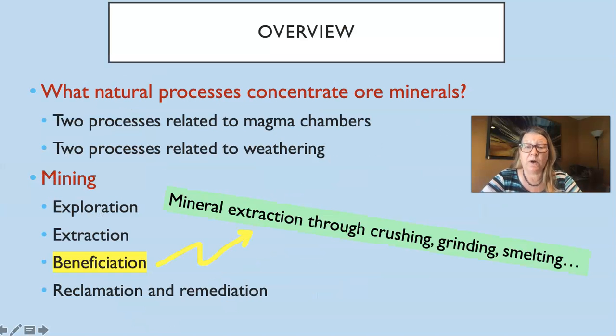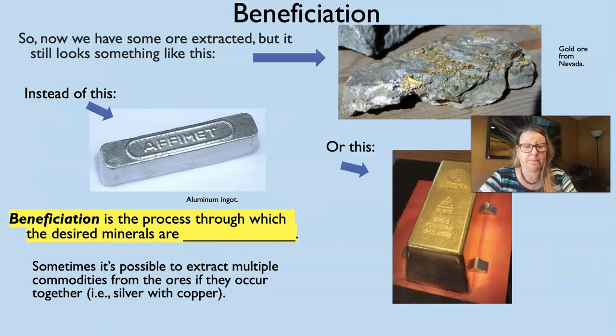Beneficiation is the part where we've got the ore. Now we want to extract what we really want, the metallic mineral that we're after. And this involves crushing and grinding and smelting and all those materials that separate the ore part of the rock that we want from the part we don't want.